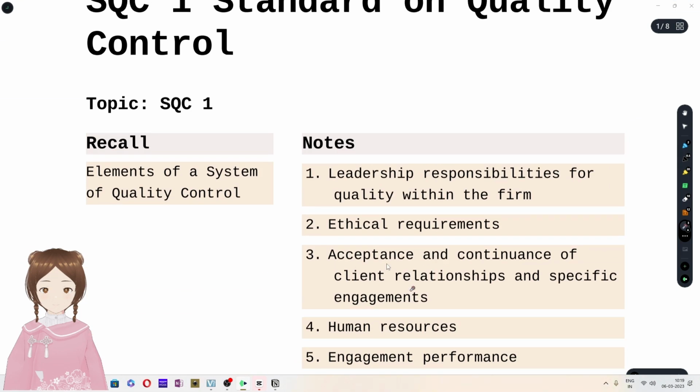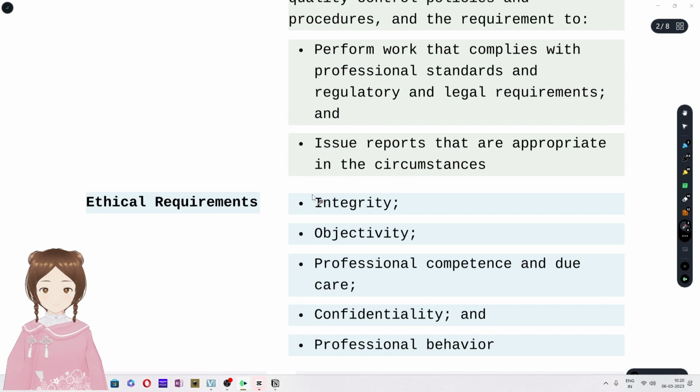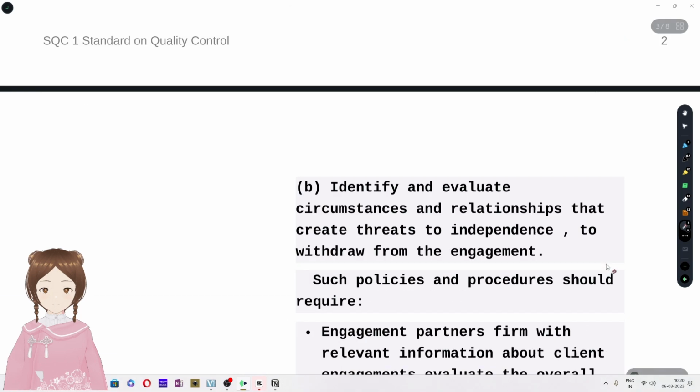And our second thing here is ethical requirements. If they ask in detail about ethical requirements, what ethical requirements he has to possess are integrity, objectivity, professional competence and due care, confidentiality, and professional behavior. You read it once again and you could get that. Integrity, objectivity, professional competence and due care, professional behavior, and confidentiality. These were the ethical requirements that the auditor and his staff should possess.